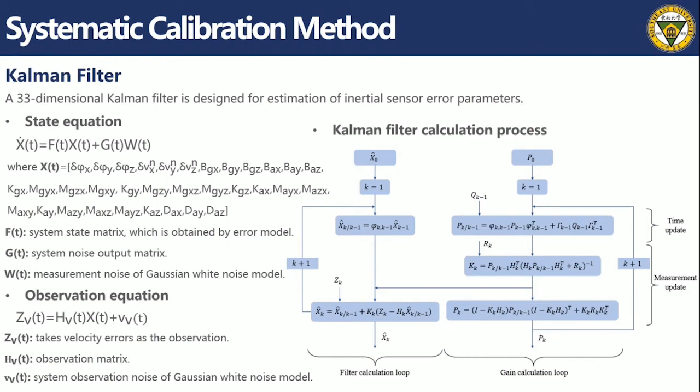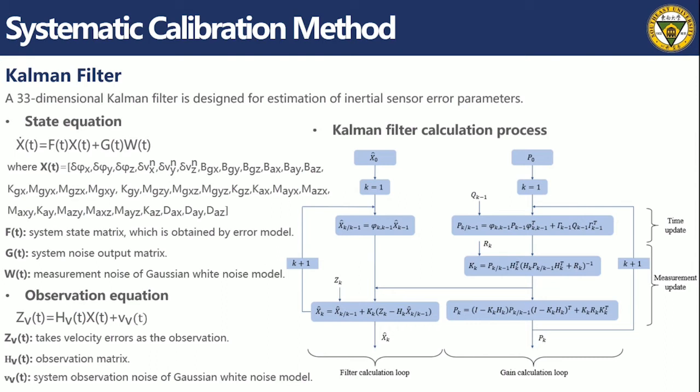In this part, a 33-dimensional Kalman filter is designed for the estimation of inertial sensor errors. This figure describes Kalman filter calculation process. The figure contains 5 Kalman filter equations. In this figure, the Kalman filter is divided into 2 loops, filtering calculation loop and gain calculation loop, and 2 stages, time update and measurement update.